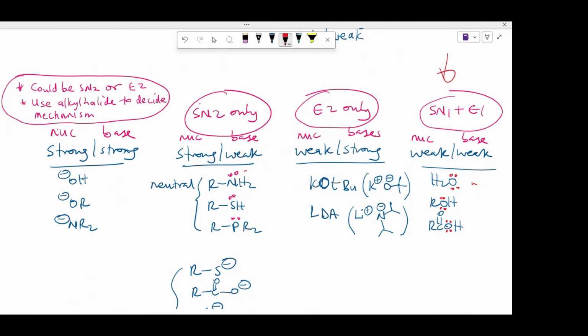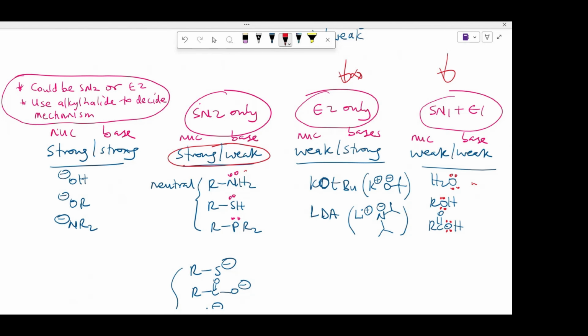For the next category, these are the bulky bases. The bulky bases will always give you E2 product only. The next one is the strong-weak category. For the strong-weak category, this will always give you SN2 only.